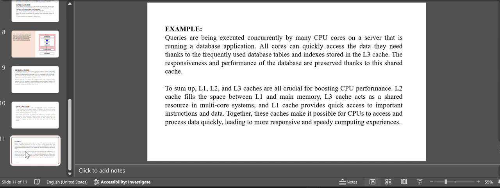Just to sum up, L1, L2, and L3 are crucial for boosting CPU performance. L2 cache fills the space between the L1 and main memory. L3 cache acts as a shared resource in multi-core systems, and L1 cache provides quick access to important instructions and data. Together, these caches make it possible for the CPU to access and process data quickly, leading to more responsive and speedy computing experiences.